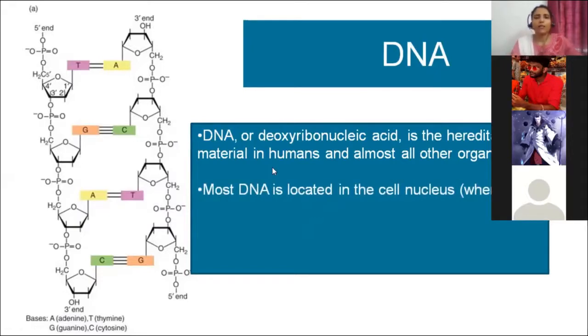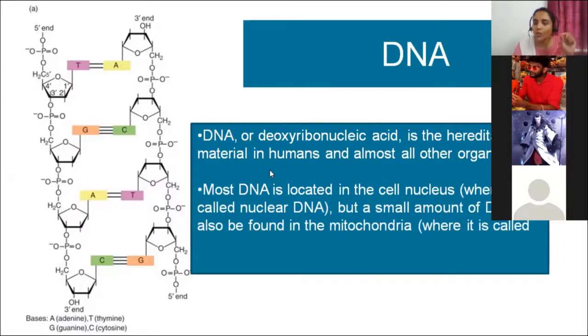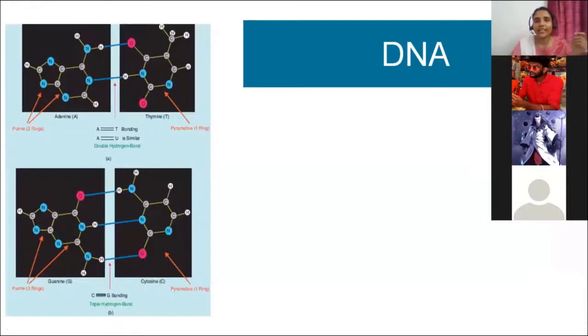Now, most of the DNA is located in our cell's nucleus, so it is called nuclear DNA. But a small amount of DNA can also be found in mitochondria. Mitochondria is nothing but the powerhouse of the cell. So that is called mitochondrial DNA or mtDNA.